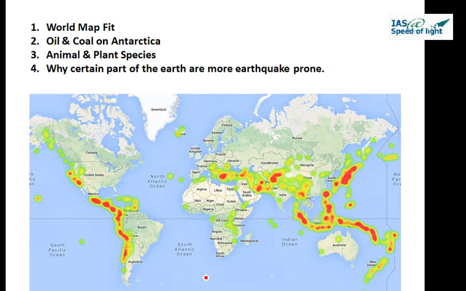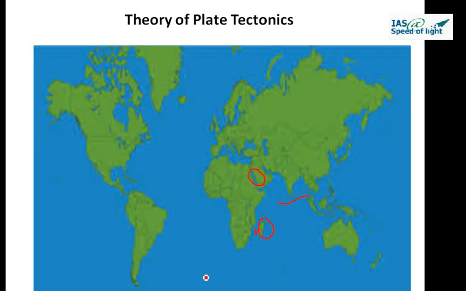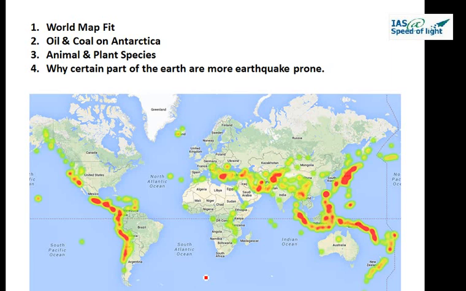So seeing this map, people long back started thinking about whether it is a mere coincidence that the world map can fit together, or whether this can tell us the wide-ranging features of the development of the different continents on our planet Earth. So this was the first point regarding plate tectonics: the world map fits like a jigsaw puzzle.